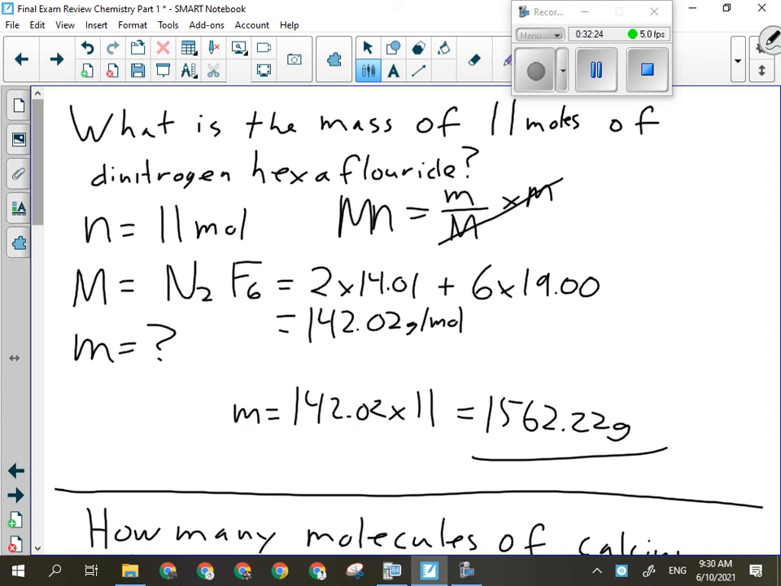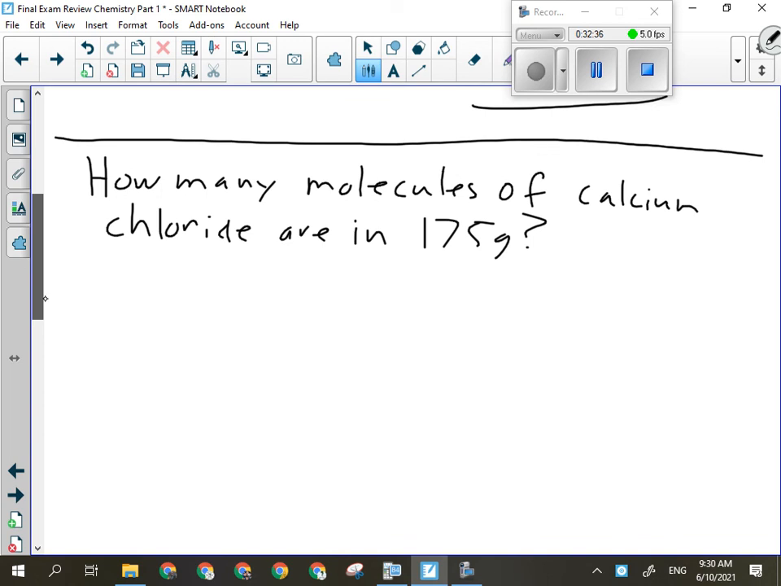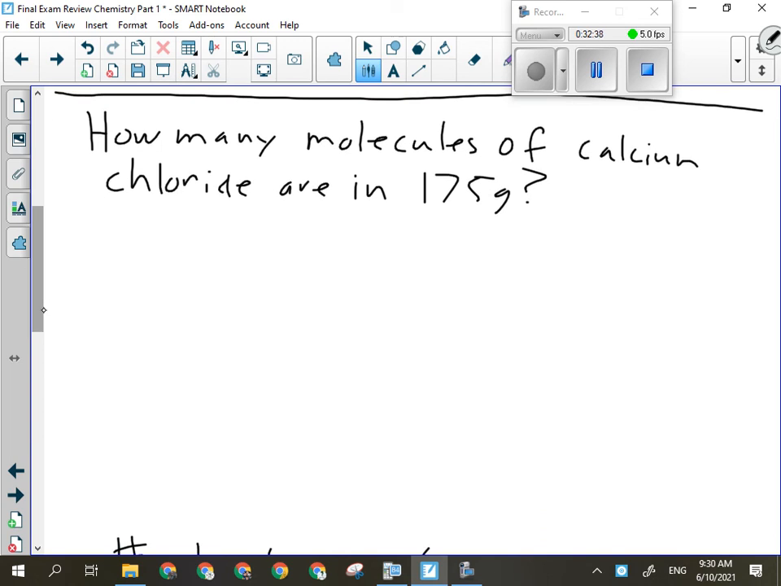Right, so the last 2 kinds involve using Avogadro's number. Okay, that's 6.02 times 10 to the 23. That's the number of particles in a mole. So this one involves using that. So I'm just going to have you write that down and we'll walk through this one together and then I'll have you try the last one, which is the reverse of this one.